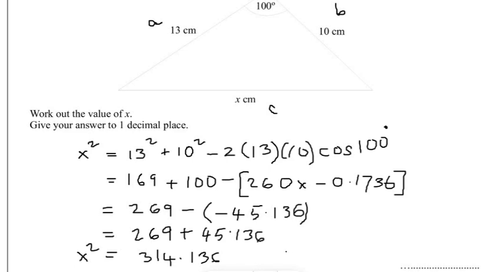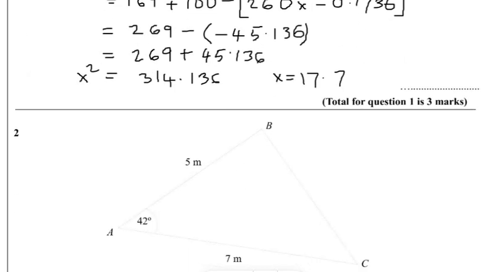And so to find x, we need to take the square root of this number. The square root of 314.136 is 17.7. This is to one decimal place, which means we can have one digit after the decimal. So that is our answer. Let's look at another example.